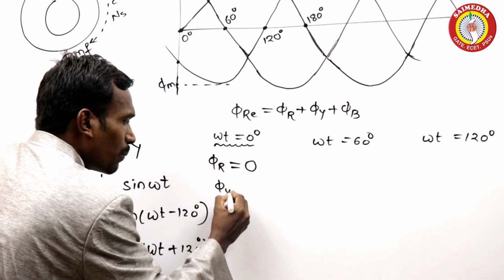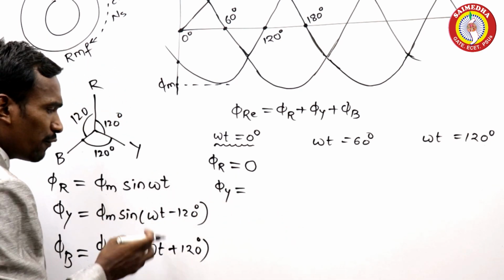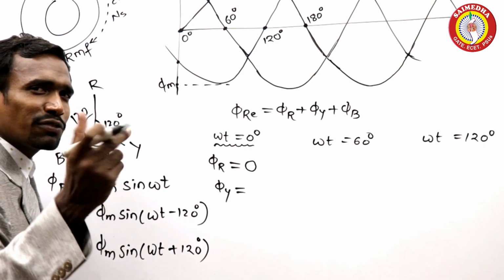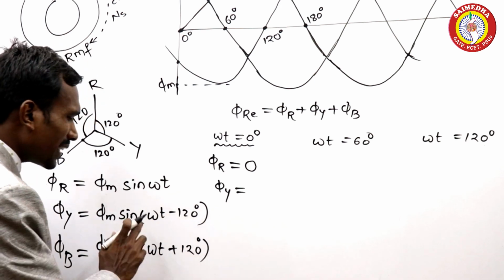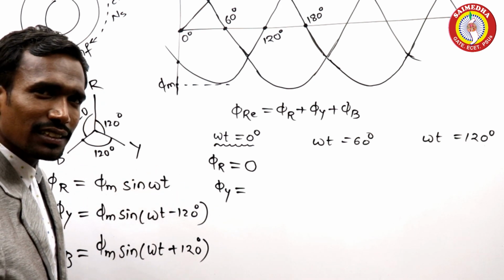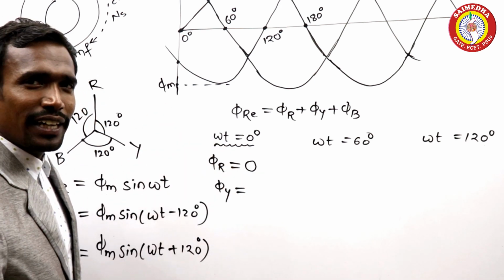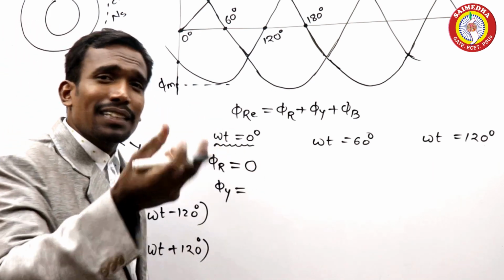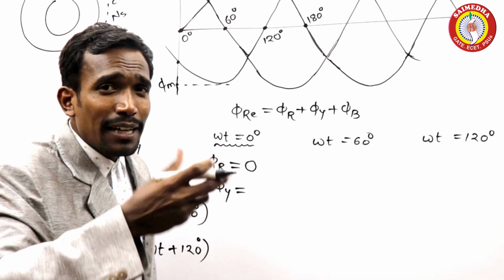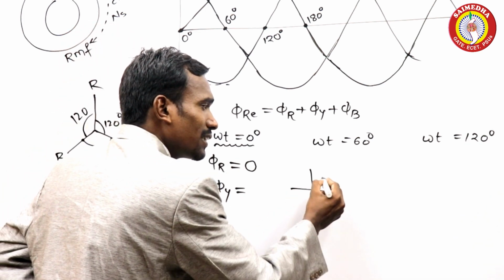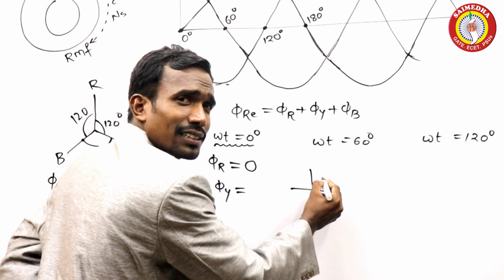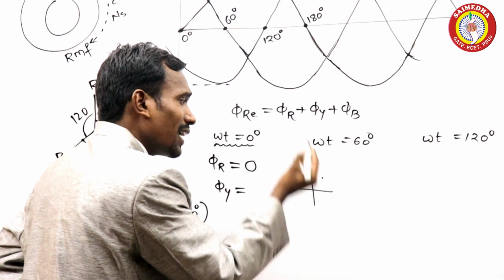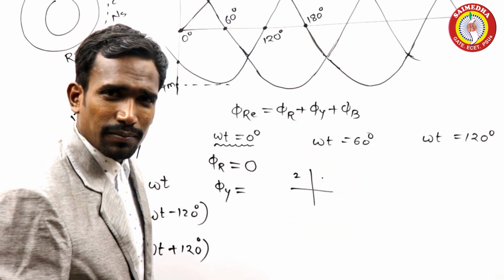What about phi y at omega t equal to 0? If omega t is equal to 0, we have here only minus 120 degrees. What is sine minus 120 degrees? Minus sine 120 degrees. Sine 120 is nothing but sine 90 plus 30. It is in the second quadrant.